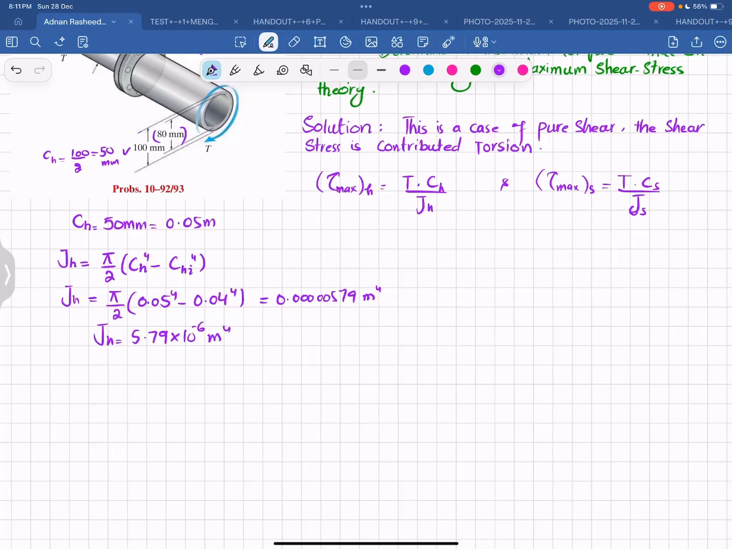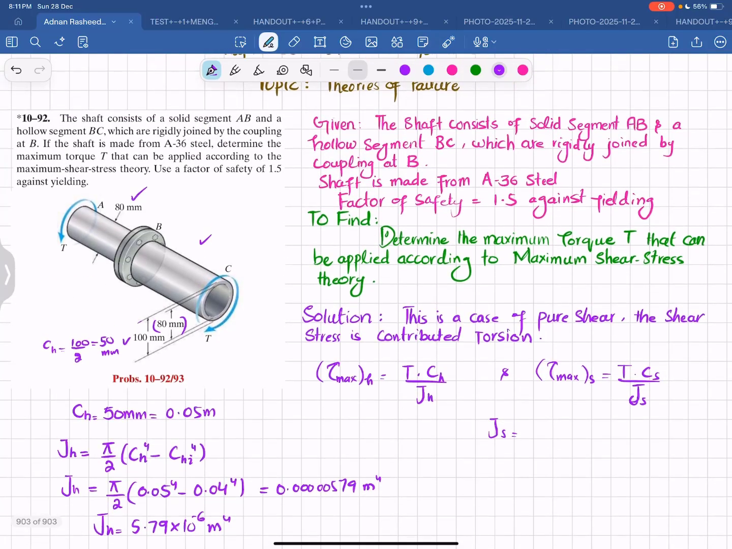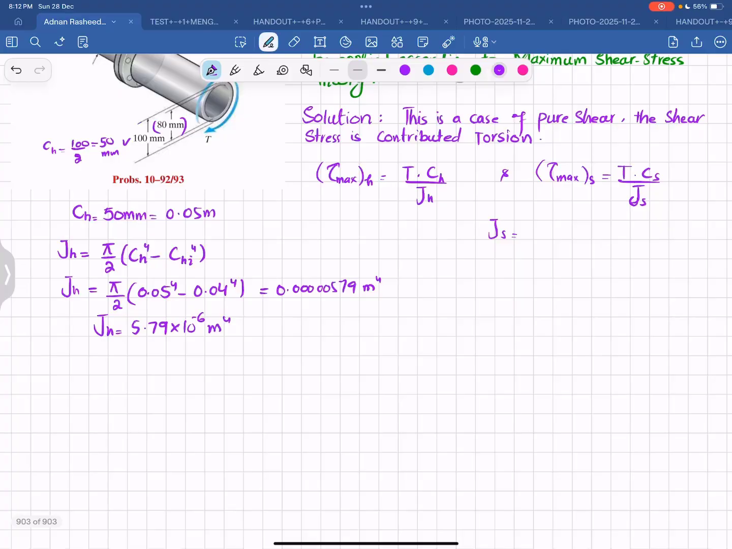Okay, now here we will find Js. So for solid shaft, I will check that the diameter is given as 80. So Cs will be equal to 80 divided by 2, that will be equal to 40 millimeter. So I can write Cs is equal to 40 millimeter, and in meter, sorry, not Js, it is Cs. Let me correct it, because C is the radius of solid shaft. So Cs will be equal to 0.04 meter, and Js will be equal to pi by 2 Cs to the power 4.